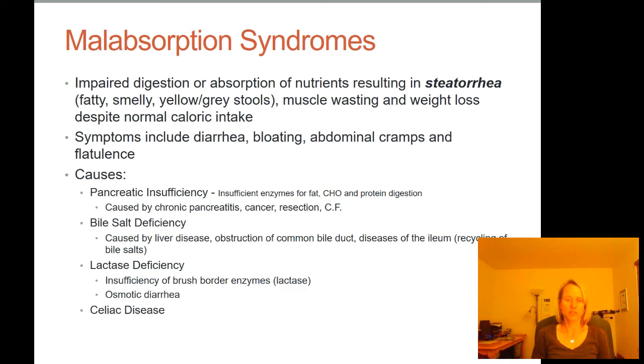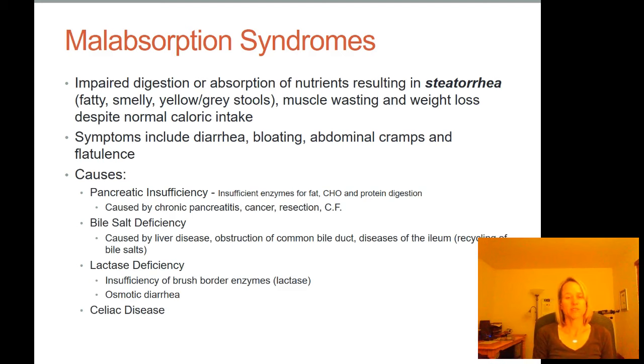Now remember, the pancreas secretes enzymes to break down all categories of foodstuff. So lipase is for fat, amylase for carbohydrate, and various proteases for protein digestion. Without these enzymes, we cannot digest these macronutrients into their simplest form, so then we cannot reabsorb them across the intestinal epithelial wall. So this is caused by chronic pancreatitis or cancer, resection of the pancreas, or cystic fibrosis.